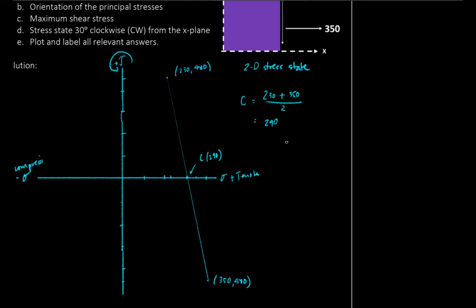Now we can actually compute the radius. We can do this side or the other side, but let's just do this side. If we create a line like so, this is 480, and this is 290 minus 230, which is 60. Then our radius should be just the square root of 480 squared plus 60 squared.